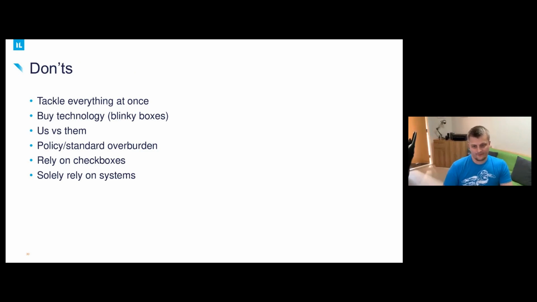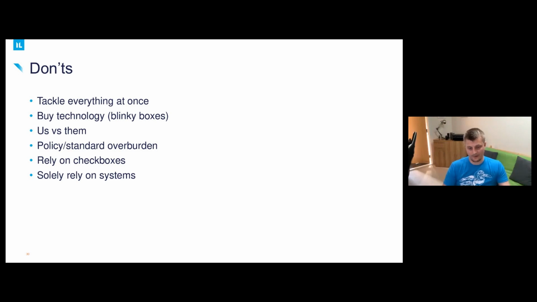So covering some of the don'ts. Don't try to tackle everything at once. So coming back to that slide with the mountain, don't try to take it all on at once. Try to break it up into chunks. So going to the previous slide, implement one tool at a time. Get that tool working. Make sure everyone's happy with it, knows how to use it, has input as to how well it's working, and any improvements that you can make. And then move on to the next thing.